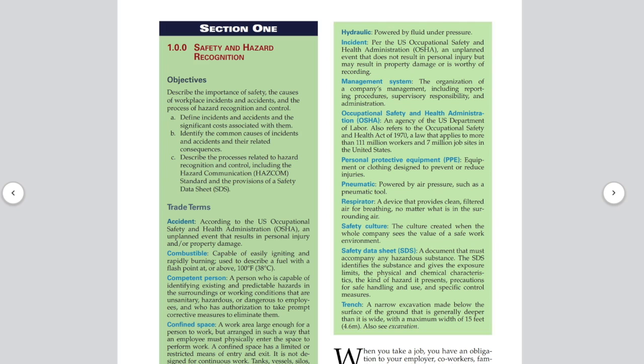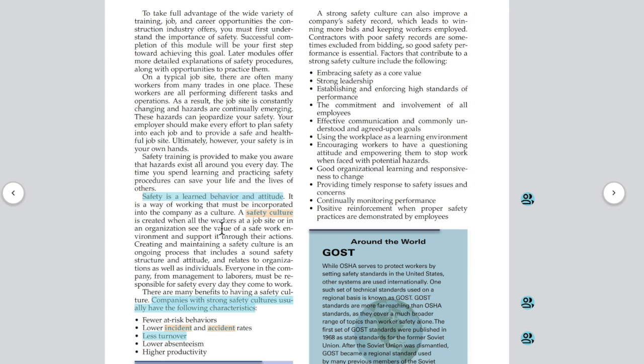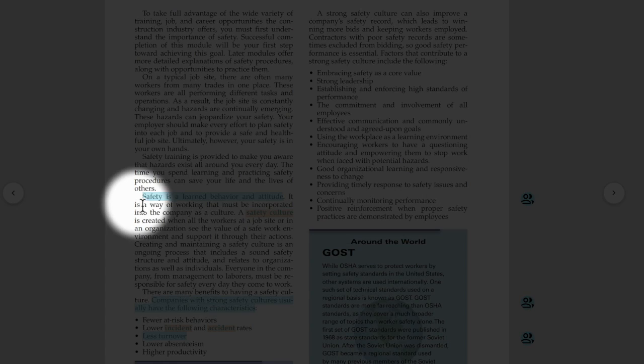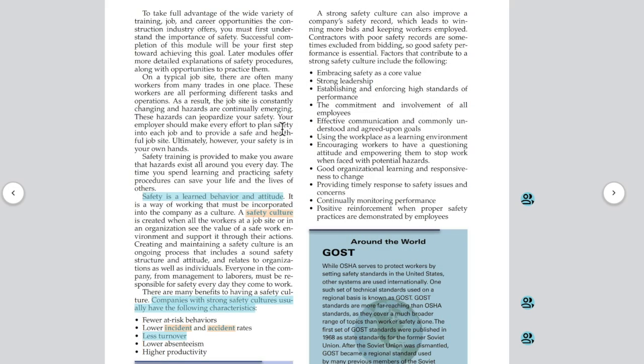Section 1, the objectives: describe the importance of safety, the causes of workplace incidents and accidents, and the process of hazard recognition and control. When you take a job, you have an obligation to your employer, coworkers, family, and yourself to work safely. If you're following along here, you'll see that I have highlighted: safety is a learned behavior and attitude. That is true for all employees. It's not something you just inherently do all the time. You must train and learn. They have meetings about this every week to develop this safety culture.